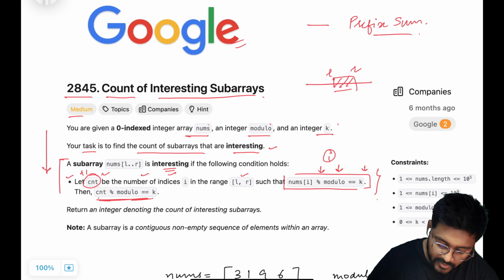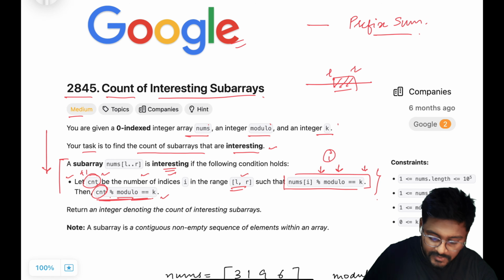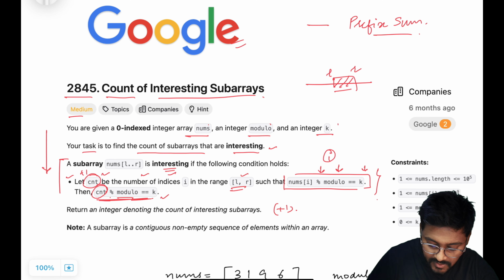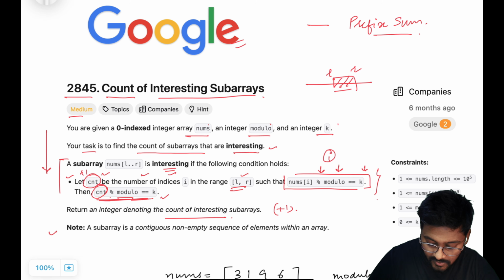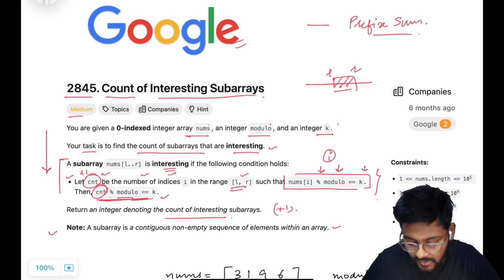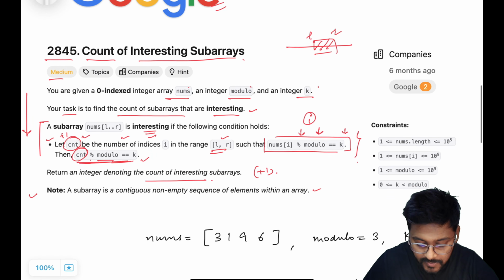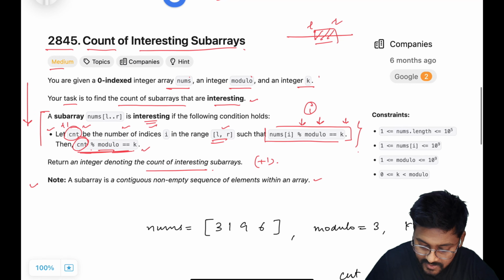to this count variable, and at the end for this subarray, if the count value, if I take remainder with modulo, is equal to k, then that is an interesting subarray, and that subarray is also going to contribute 1 to the answer. Return the integer denoting the count of interesting subarrays. This is just a definition of subarray: a contiguous non-empty sequence of elements within an array. And this is the problem statement. I will explain it to you again with the help of an example.